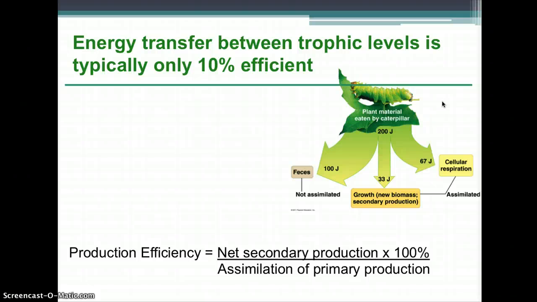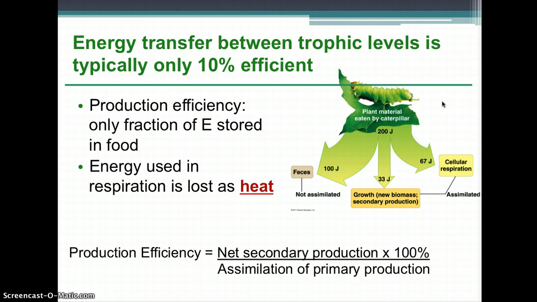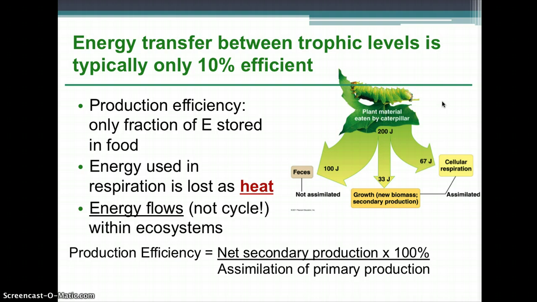This is why energy is said to flow and not cycle within an ecosystem. Only the chemical energy stored by herbivores as biomass is available as food to secondary consumers. Net secondary production is the energy stored in biomass represented by growth and reproduction. Assimilation consists of the total energy taken in and used for growth, reproduction, and respiration. Keep in mind this does not include the losses in feces. Production efficiency, therefore, is the percentage of energy stored in assimilated food that is not used for respiration. You can see the little equation down here, just taking the net secondary production times 100, divided by the assimilation, you're going to get the production efficiency.